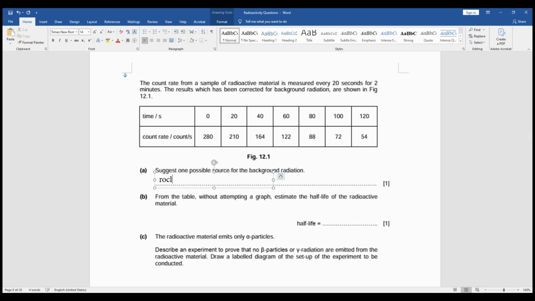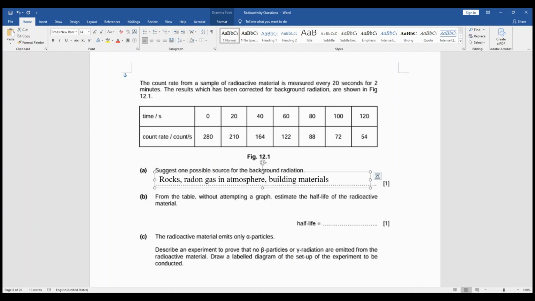Rocks, radon gas in atmosphere. Okay. Can also say from building materials. Building materials. I'm just going to name 3 here. You just need any one. You can just say rocks if you are comfortable with it.